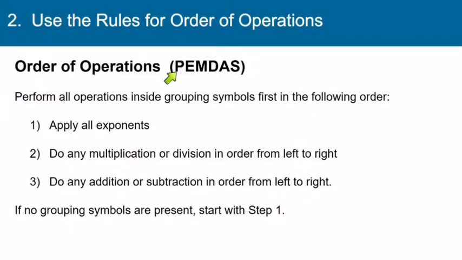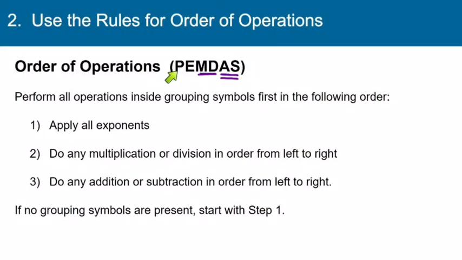So first, work anything that's inside a grouping symbol. Then E stands for exponents. Then we do any multiplying and dividing in order from left to right. So it's very possible now that division could come first. It depends on the order from left to right. And then we do any adding and subtracting that we have in order from left to right.